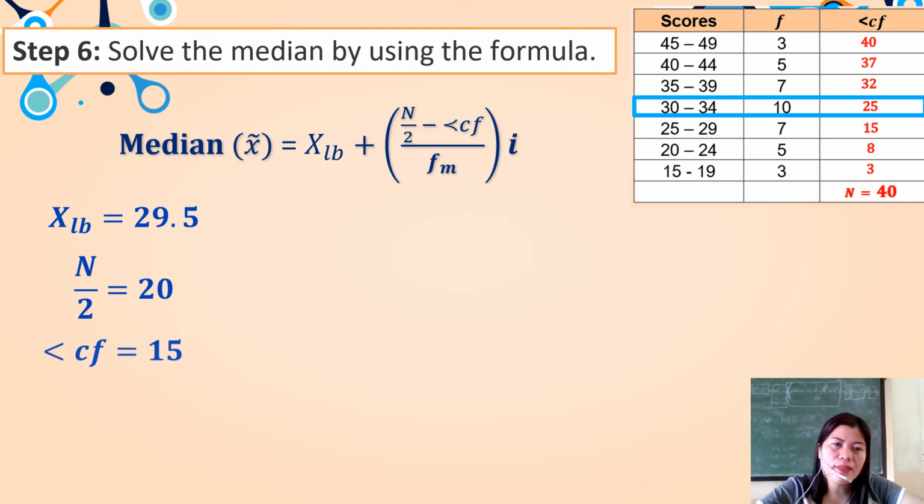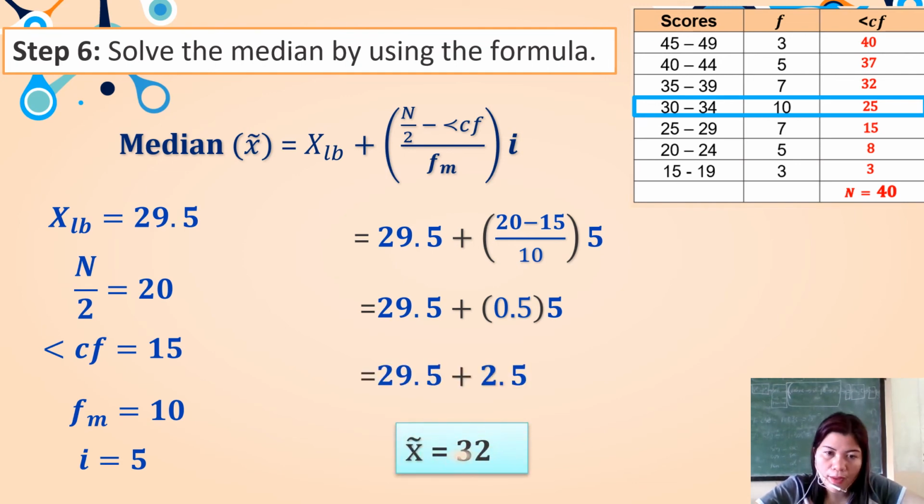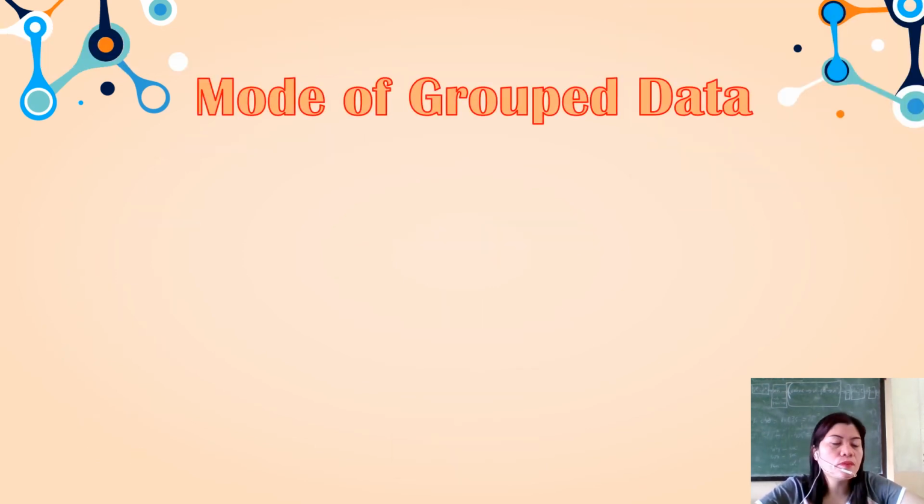Then you are going to solve for the median using the formula. So substitute this to the given formula. These are the data that we have. So 29.5 plus n over 2 is 20 minus 15 over 10, then multiply by 5. We need to solve first what is inside the parenthesis. So that is what we always do. Right? So for here, our median is 32. Okay? So let's move on to the mode of grouped data.